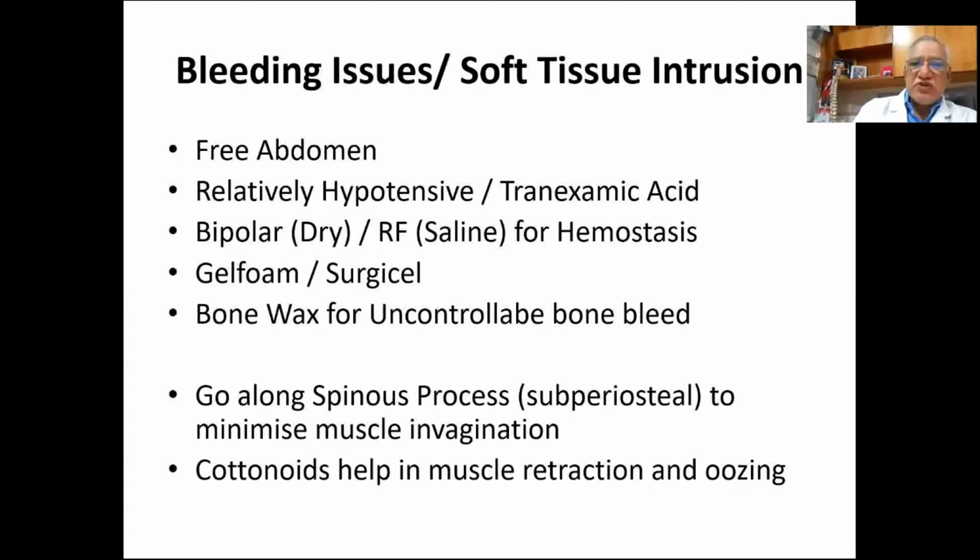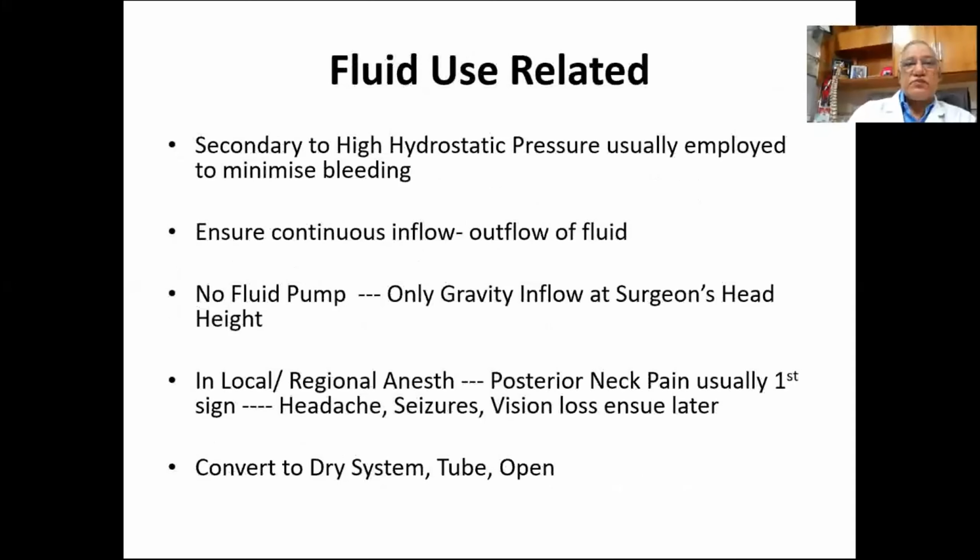As far as soft tissue intrusion is concerned, to avoid it, go along the spinous process and try to be subperiosteal so that muscle tissue invagination is minimized. Cottonoids are also a great help to address muscle retraction and oozing.